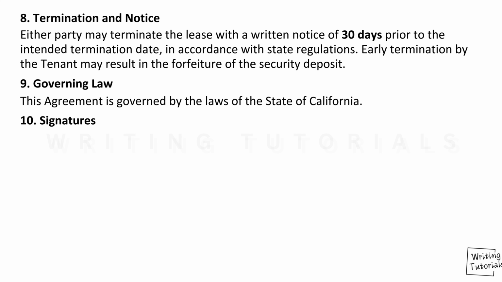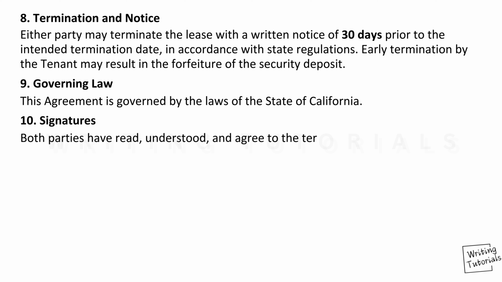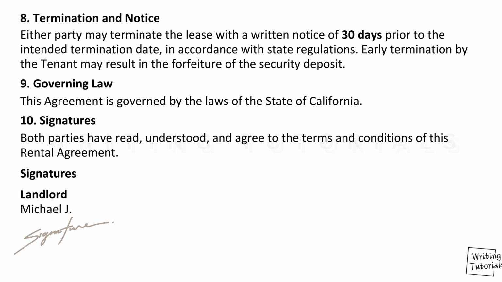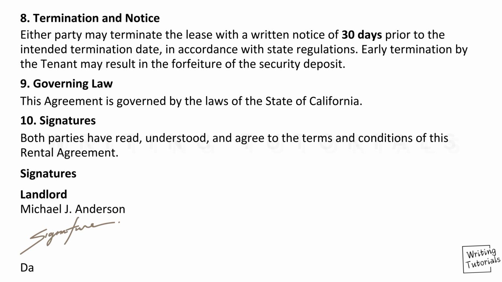Signatures. Finally, let's get into the signatures section. This is where both the landlord and the tenant sign the agreement, along with their printed names and the date. If possible, it's best to have each person sign in ink to give the document more weight as a formal contract. This signature confirms that both parties agree to all the terms in the letter. It's like saying, yes, I've read this, I understand it, and I agree.